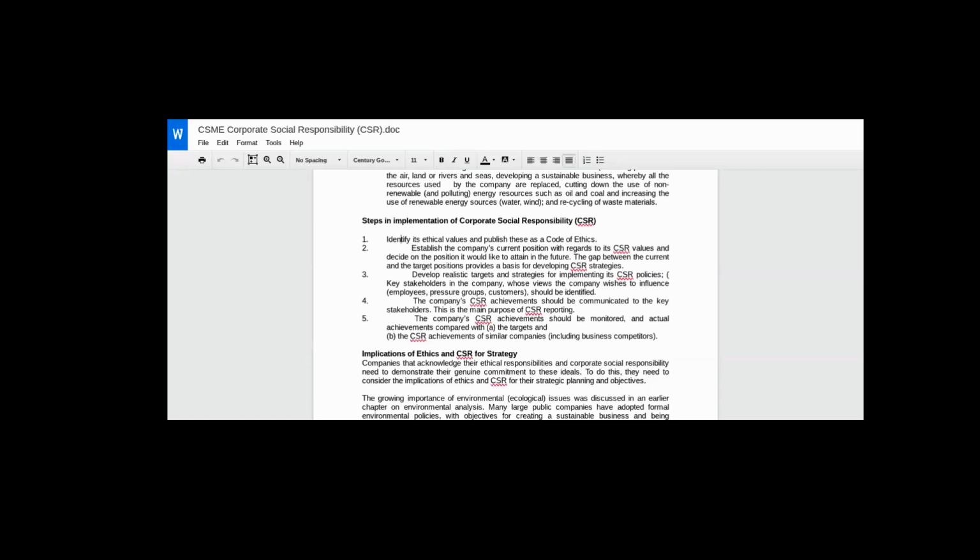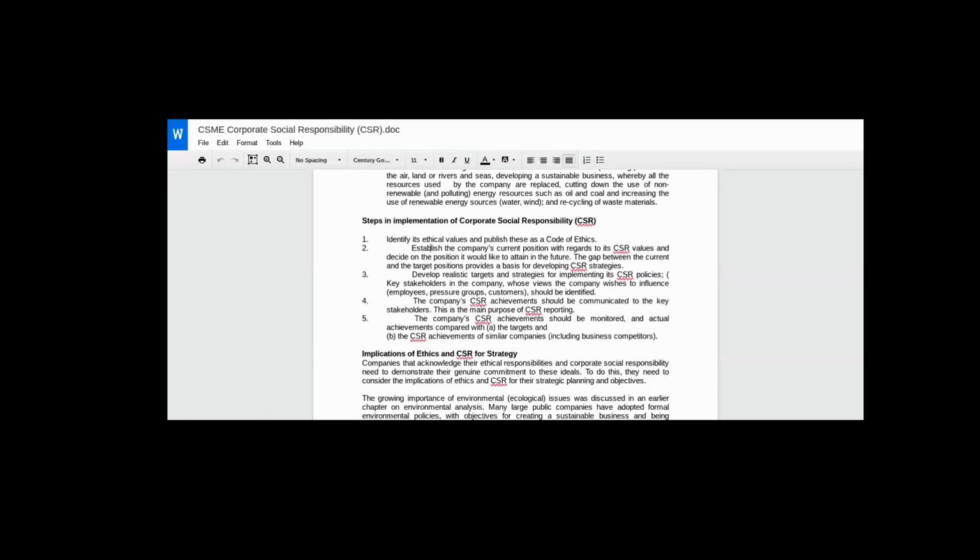1, we must identify the ethical values. The company must identify its ethical values and publish them as a code of ethics. We must have ethical values, and these ethical values must be published for the consumption of the entire public. It's not for internal consumption of the staff alone. The staff, the customer, the community, the government, the general public must know what we stand for, our core values. That is number 1.